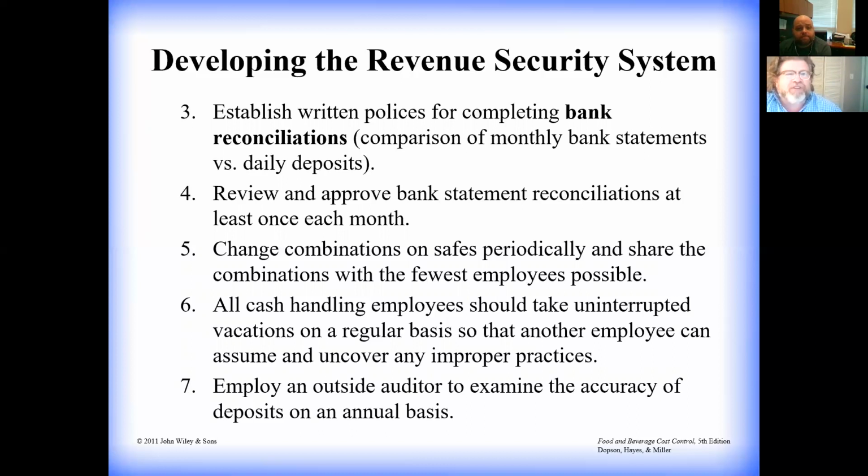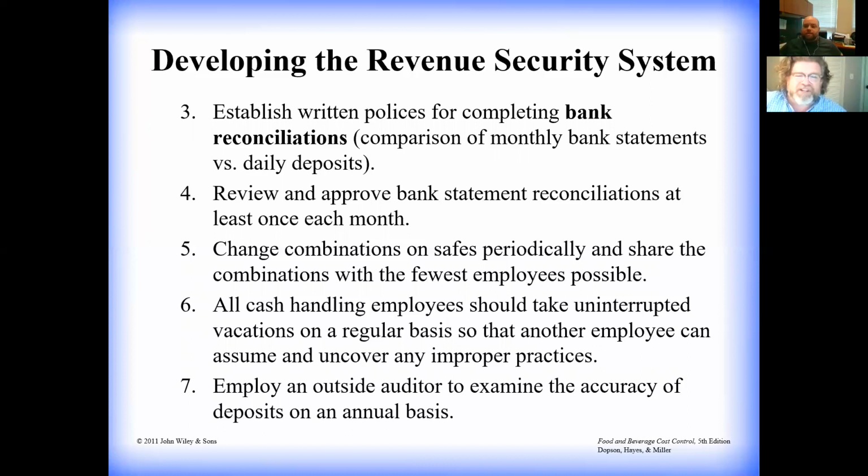You need to have policies for reconciliations where basically you compare what the bank says you did versus what you say you did. Banks make mistakes. They're human. And so you just need to have a policy in place for how to deal with that. You should always look at your bank statements, just to check and make sure that things are what they're supposed to be.